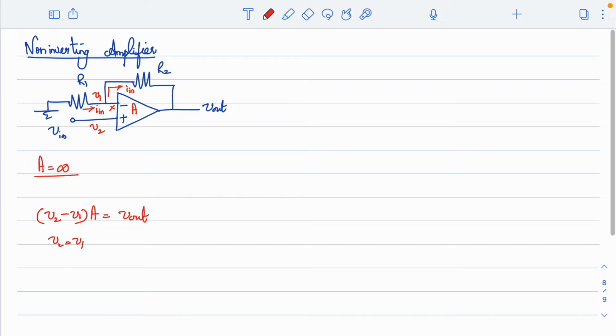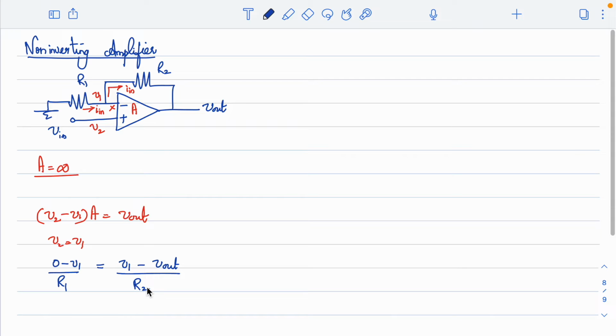Alright, so we were discussing a non-inverting amplifier with A equal to infinity, so V2 equals V1. With that, when we write this expression, both currents are the same. So if I equate the current, it is 0 minus V1 divided by R1, which is the current flowing through resistance R1, which is equal to V1 minus V out divided by R2.